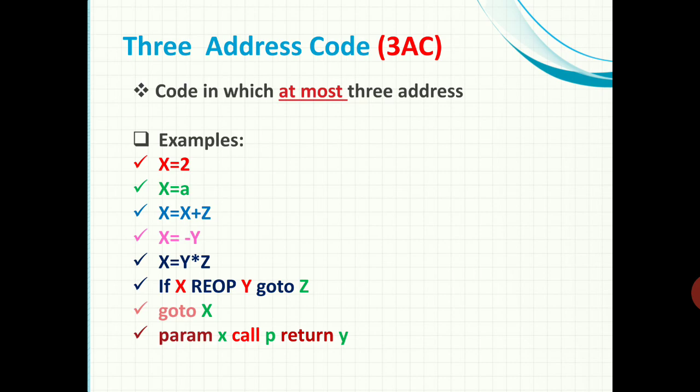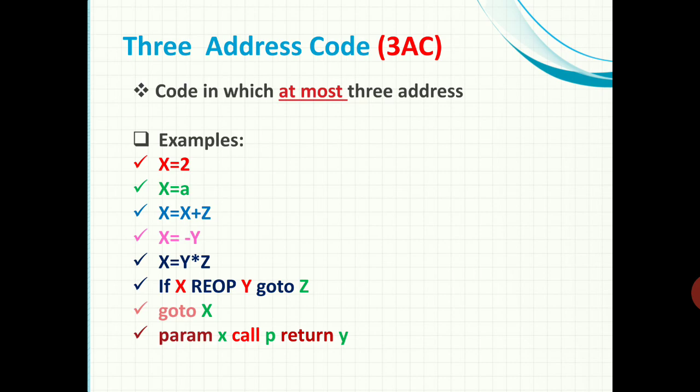Then come to the next example, that is go to x. There is no condition. The program control is going to the target address x. So we can say that it is an unconditional jump. Then come to the last example, that is param x, call p, return y. The p is a function which has the parameter x and returns the value y. So this is the example for procedure call.